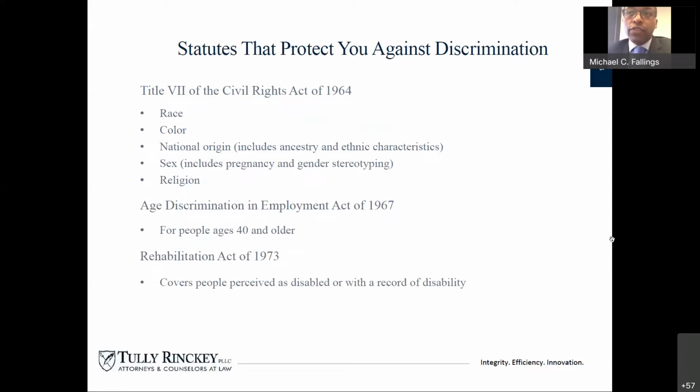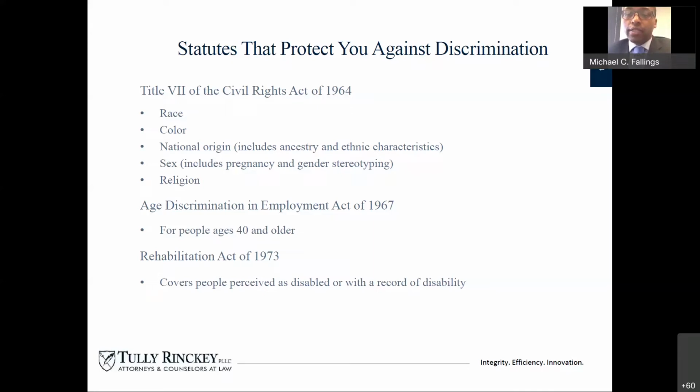So the laws or statutes that protect you against discrimination. First and foremost, that is Title VII of the Civil Rights Act of 1964. This law protects employees against employment discrimination. The categories included in this law are race, color, national origin, sex, and religion. National origin includes ancestry and ethnic characteristics, and sex includes pregnancy and gender stereotyping. As we may get to later, this includes discrimination based on these categories and harassment or hostile work environment based on these categories.